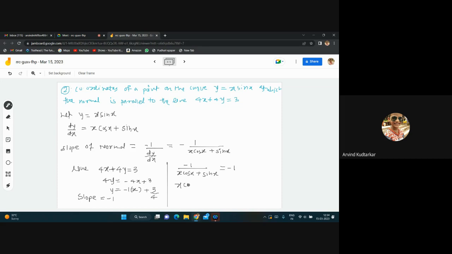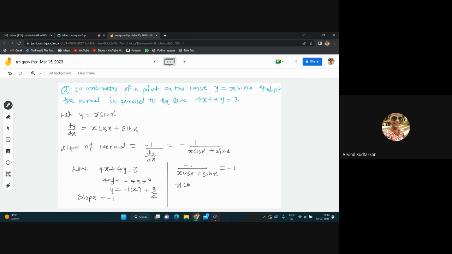And this equation is satisfied by which value of x? x equals pi by 2. If you substitute pi by 2 here, you get 1. Cos pi by 2 is 0, so 0 into pi by 2 is 0, plus sin pi by 2, which is 1. That equals 1. So this expression is satisfied by x equals pi by 2.